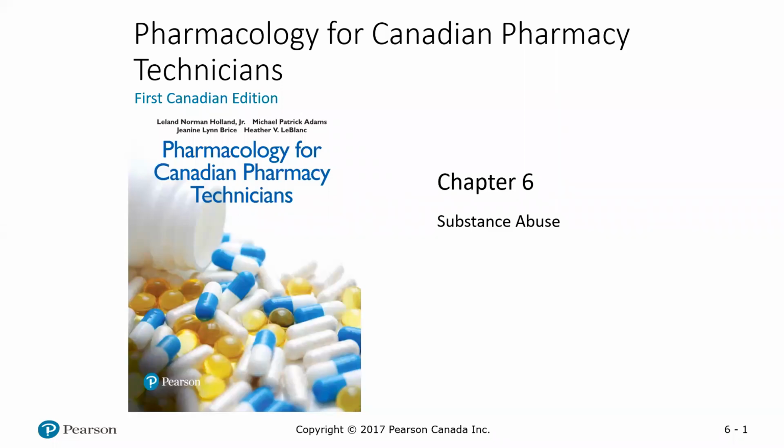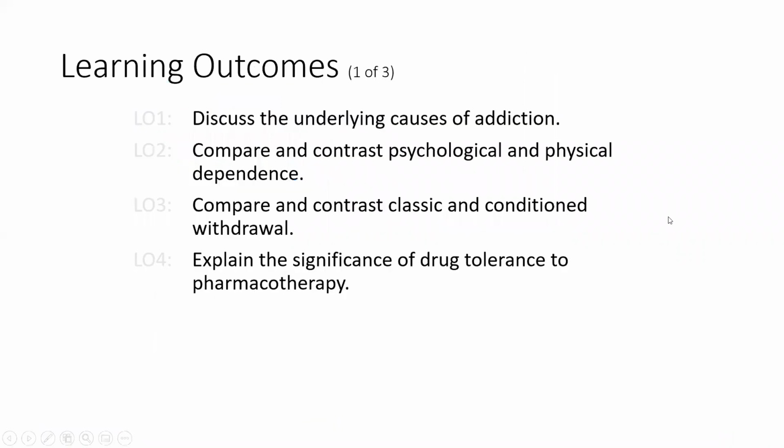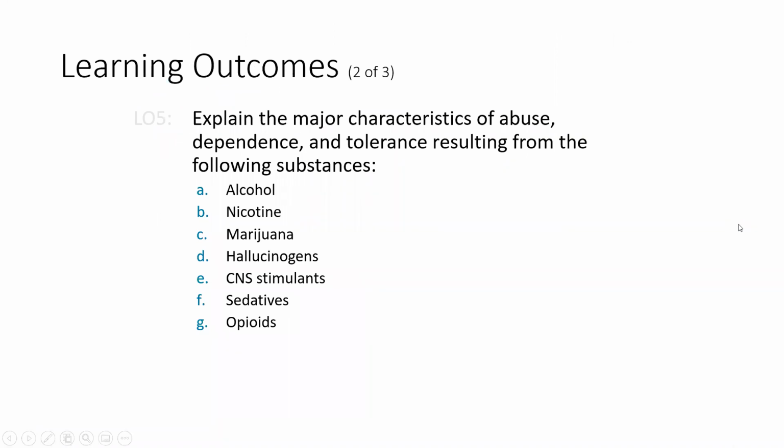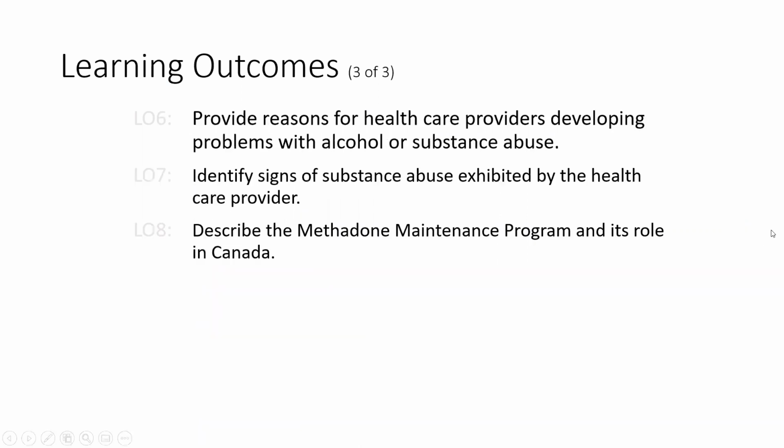Hello, everyone. Welcome to chapter number 6, substance abuse. In this chapter, we will understand the underlying causes of addiction, psychological dependence, physical dependence, classic and conditioned withdrawals, the significance of drug tolerance to pharmacotherapy, and we will explain the major characteristics of abuse, dependence, and tolerance resulting from the following substances: alcohol, nicotine, marijuana, hallucinogens, CNS stimulants, sedatives, and opioids.